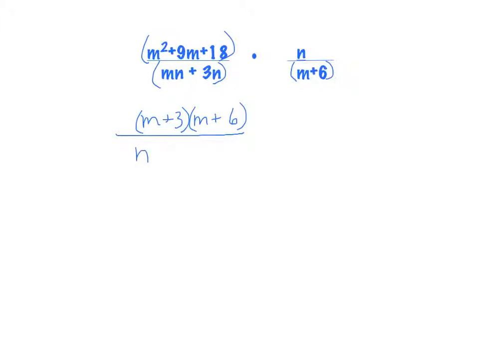In the denominator, it looks like on this one I could pull out a GCF. I could pull out an n, and then I'd have an m plus 3 left. On the right side, there's no factoring that can be done, so I'm just going to rewrite it.